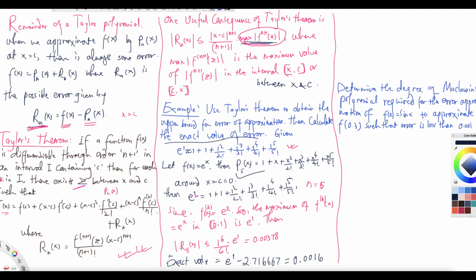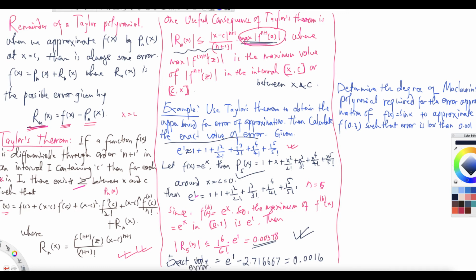But when you use that formula, what it says is the error must be less than 0.00378, and the exact error is 0.0016. So this is accurate, right? This says that the error must be less than that, and actually the error is less than that, right? That's what we got. Okay, guys, so this is the exact value of the error.